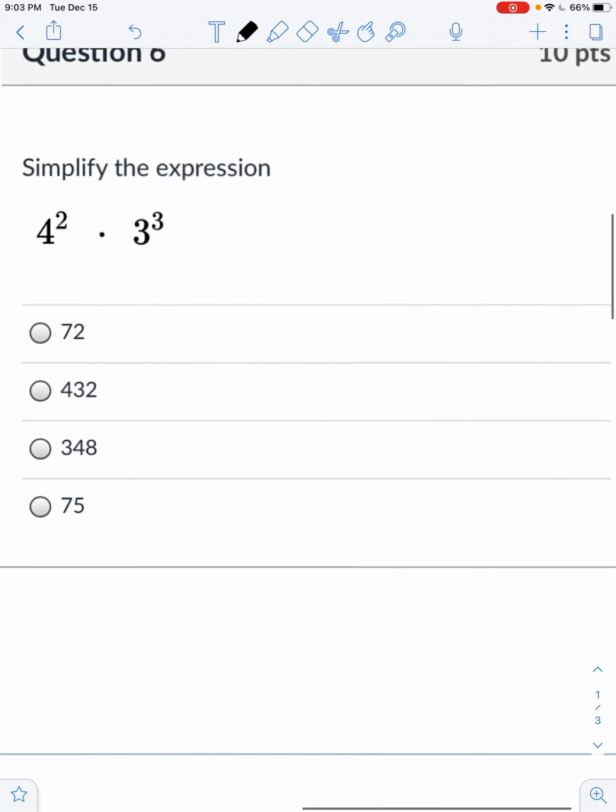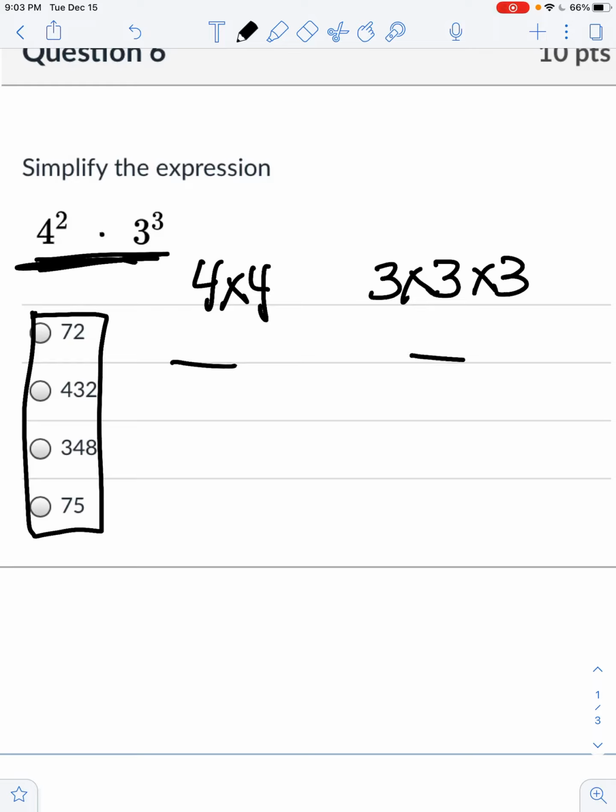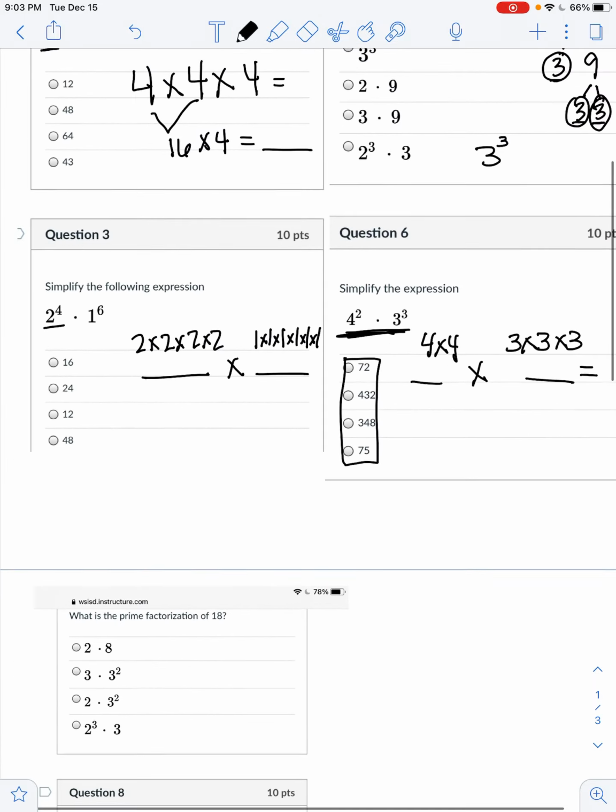For this one right here, you can either find the prime factorization of each one and see which one matches this one. Or you can do 4 times 4 and 3 times 3 times 3. Okay, find your answers for each one, multiply them, and see what is your answer choice.